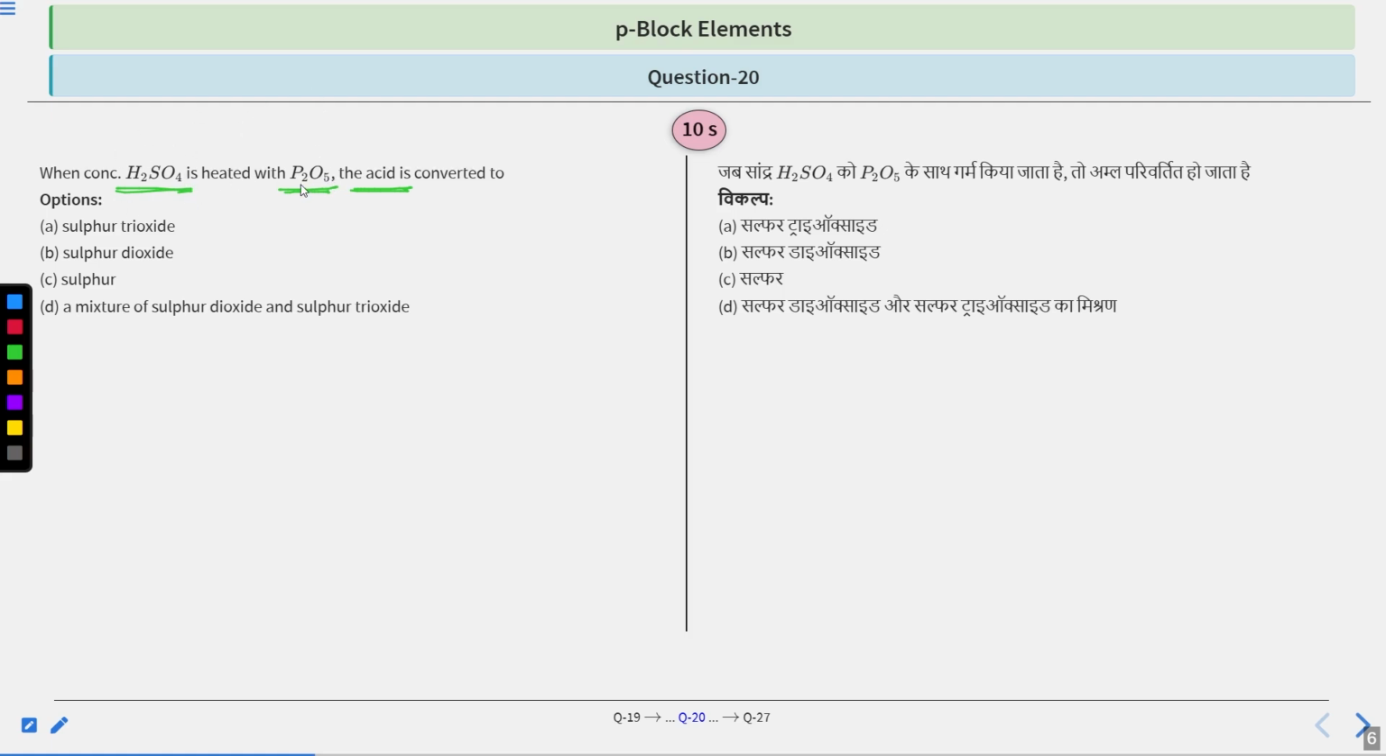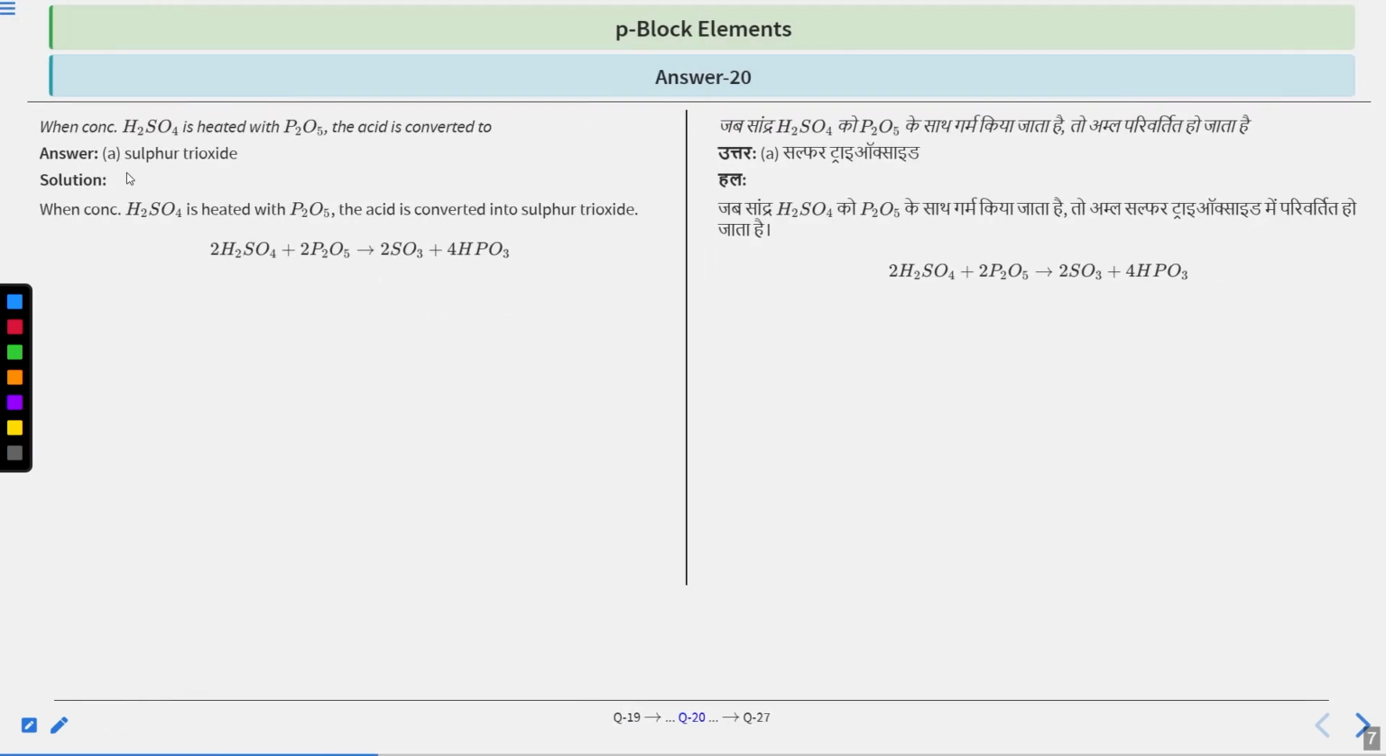So what will the final product be? The options are sulfur trioxide, sulfur dioxide, sulfur, or a mixture of sulfur dioxide and sulfur trioxide. You have 10 seconds to solve this question. After that, we will see the answer. Let's see. The answer is option A, that is sulfur trioxide.